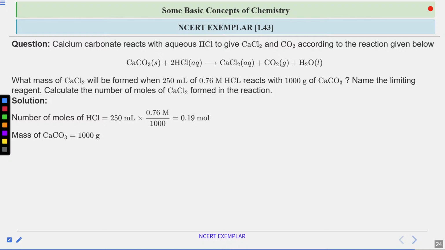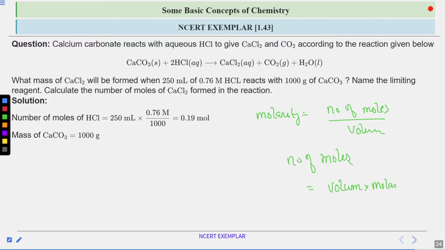So I have simply used the formula, Alok. The molarity formula is given as number of moles divided by volume. So what will be the number of moles? I am considering it for the HCl. So it will be volume multiplied by molarity. You have the volume of that solution. You just have to convert it into liter, multiplied by the molarity 0.76. So you can get it as 0.19. No, we don't take it in milliliter. We take it in liter because the molarity formula says that volume of solution should be in liter. So I have converted this milliliter into liter by dividing by 1000.